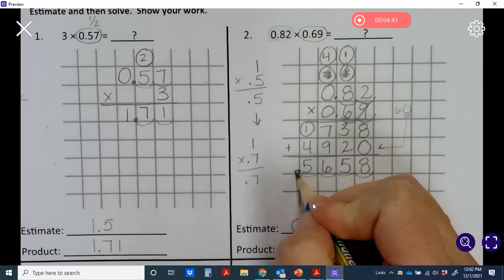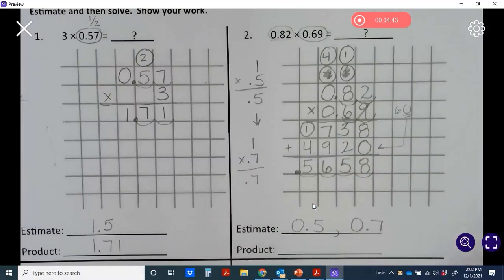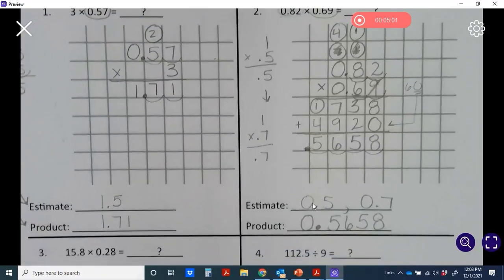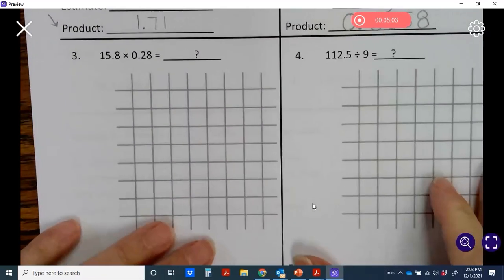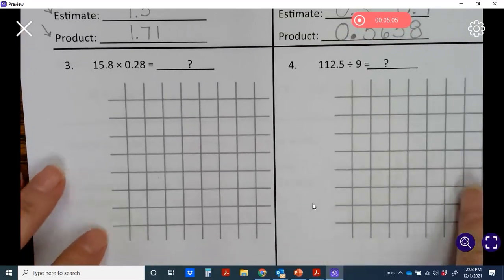Now, when I record my answer, I do like to put a leading 0 there to highlight that there is in fact a decimal point there. And if you want to read this number, it is 5,658 ten-thousandths. All right, question number 3.